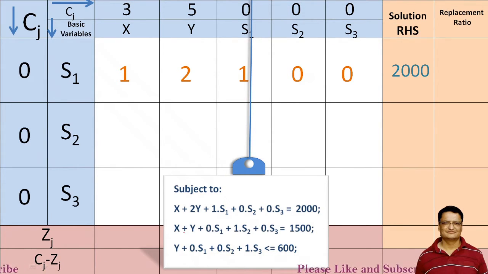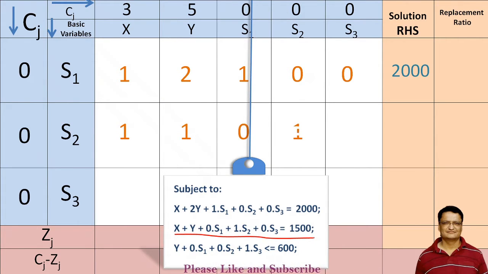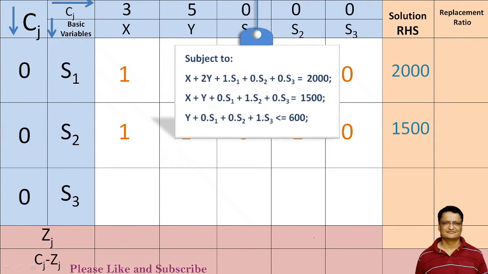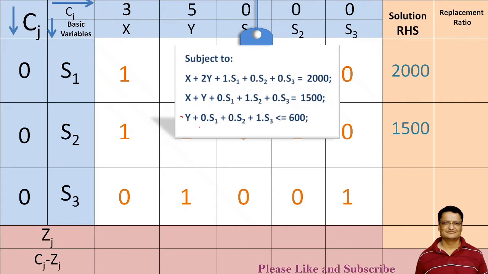Similarly, the same process will be repeated for the second constraint, and it will be repeated for the third constraint. For the third constraint I do not have any x over here, so x will be 0, y is 1, 0, 0, 1 and 600. So I have now marked all my constraints.